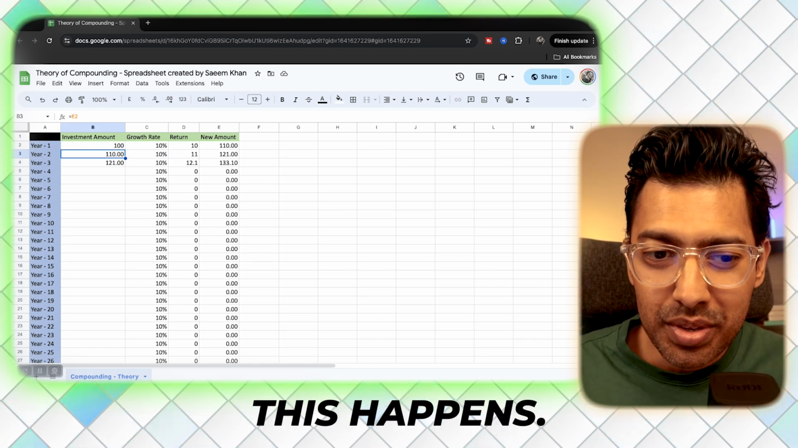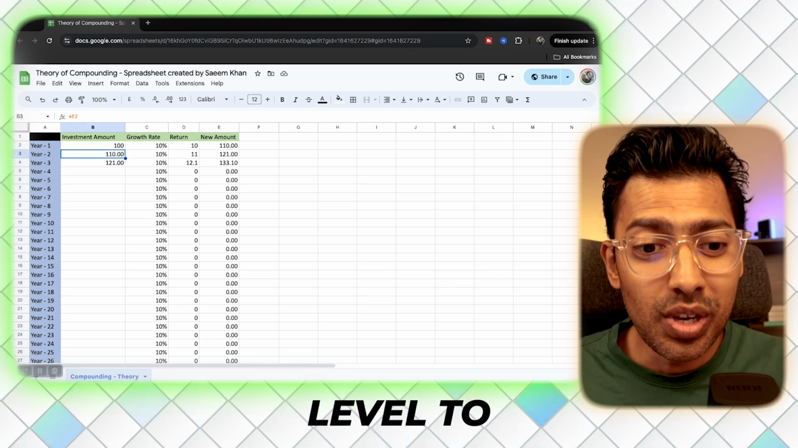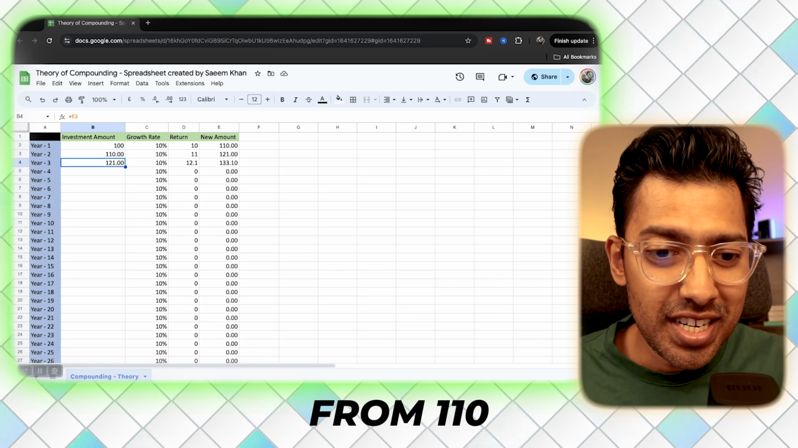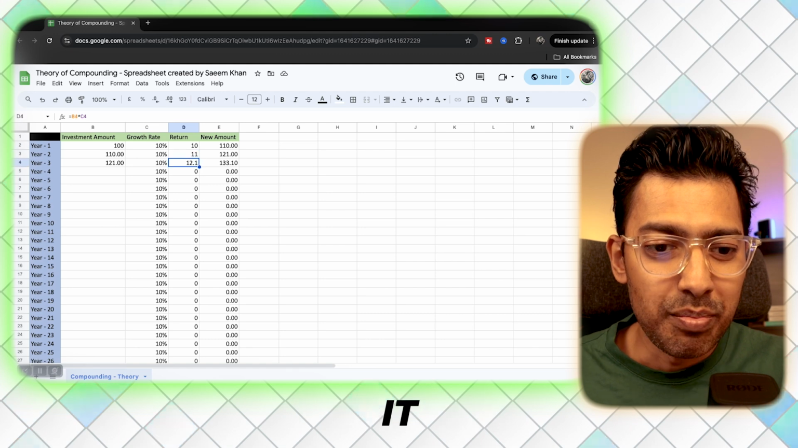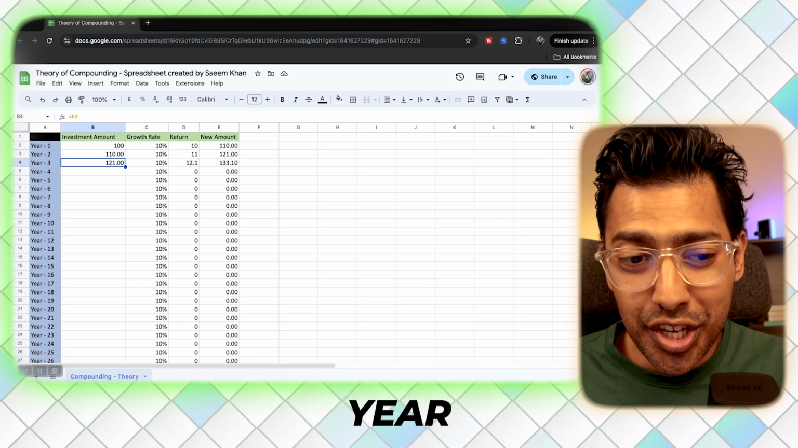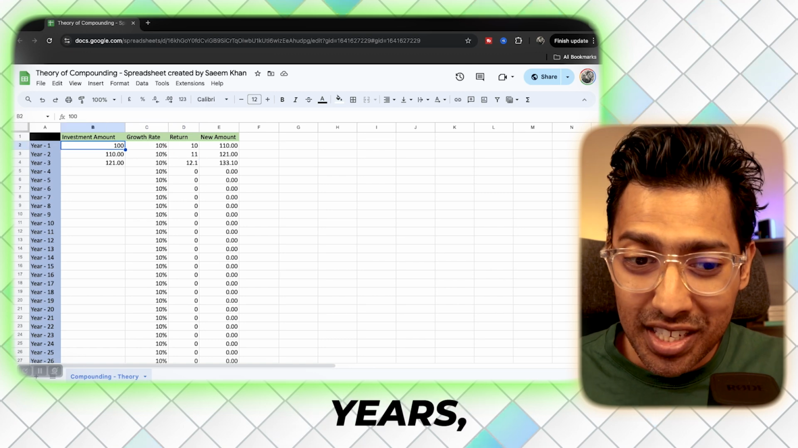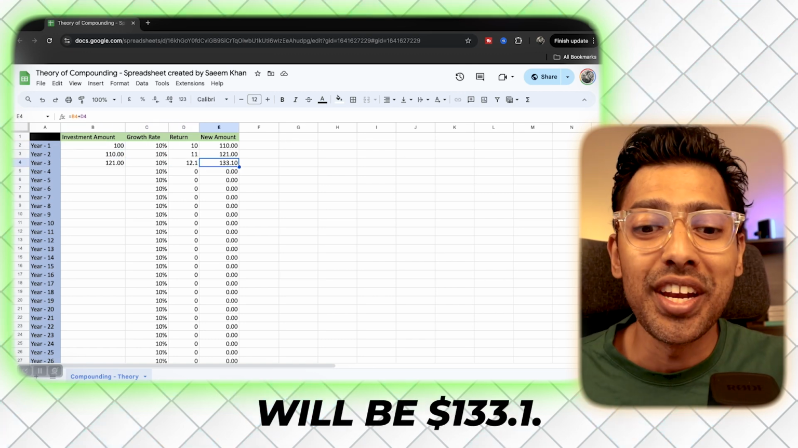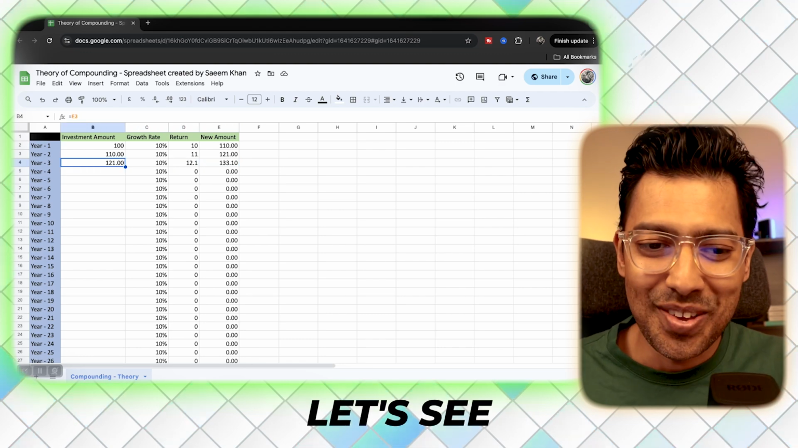And how does this happen? So it's 100 plus the return of the previous year, which makes the new level 110. Now the third year, same, the new level from 110 becomes 121. So basically 110 plus 11 becomes 121. So third year, the return will be $12.1. So in just 3 years, your $100 will be $133.1. So if we repeat this for 30 years, let's see what happens.